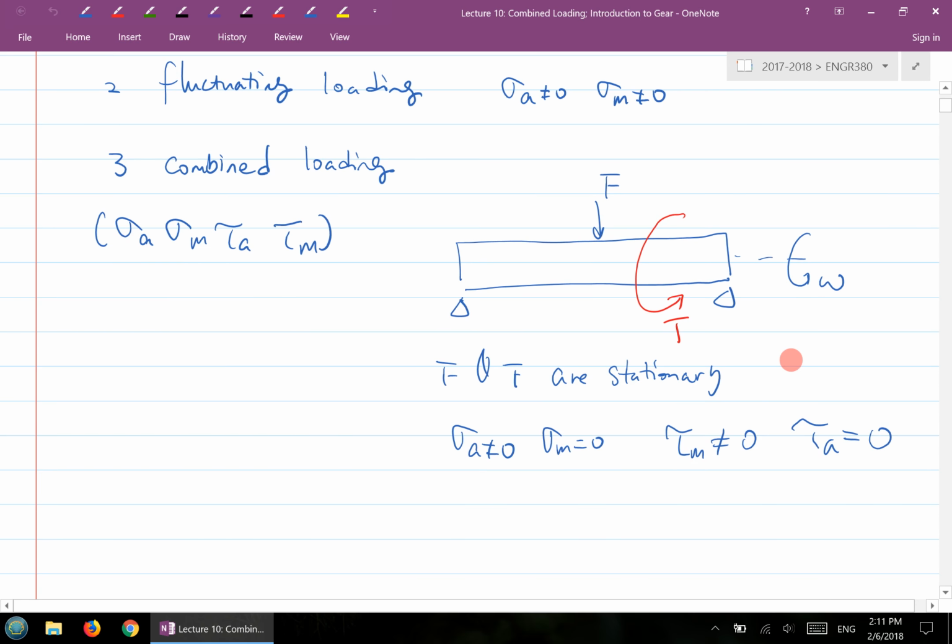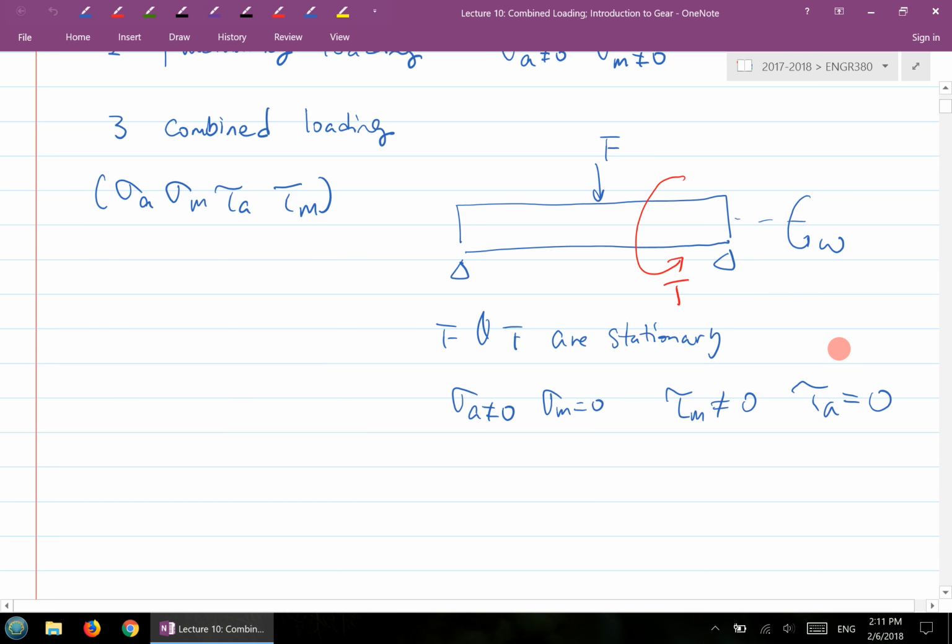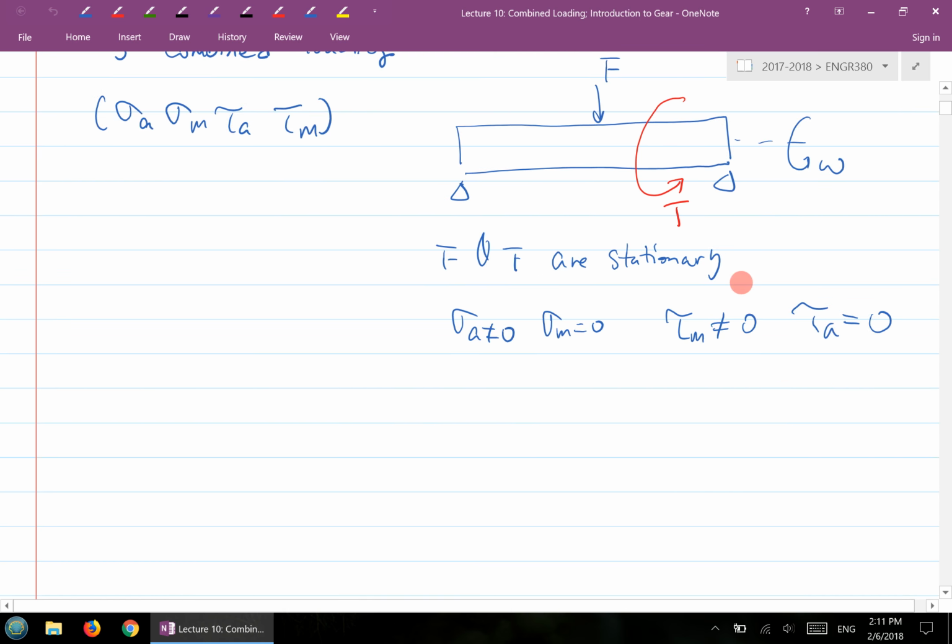If we have all of this together, what do we do if I still want to make use of the criteria that I have derived for a fluctuating type of loading? What type of things do we have to do in order to do that? So what we need to do is let's consider this. We need to use the DE theory to come up with the equivalent value here.